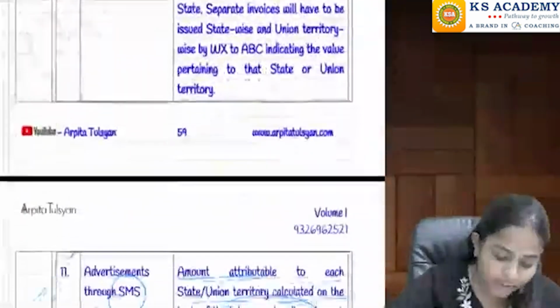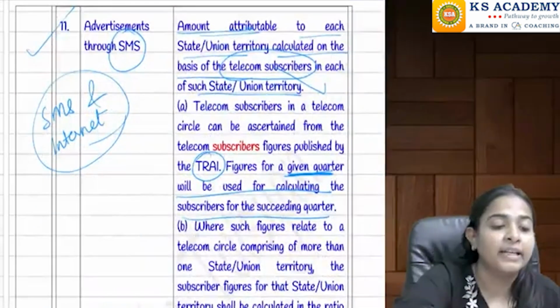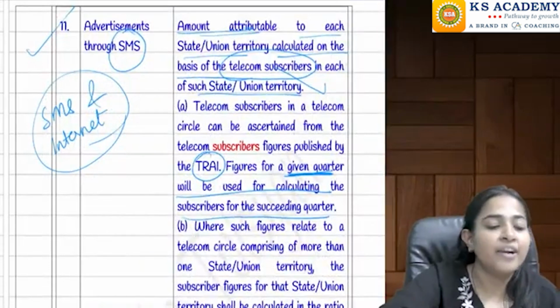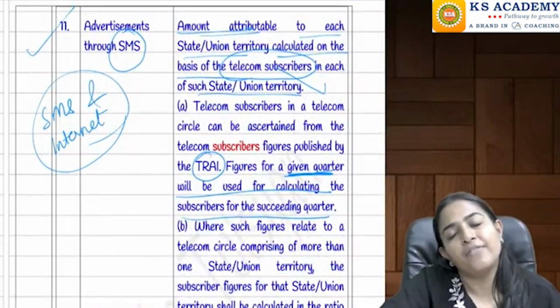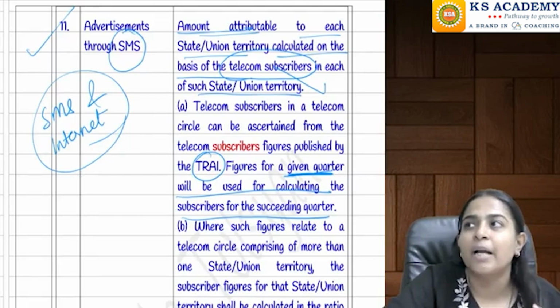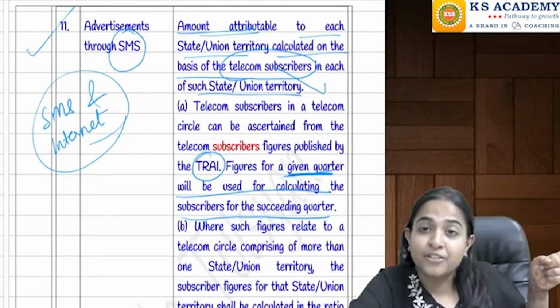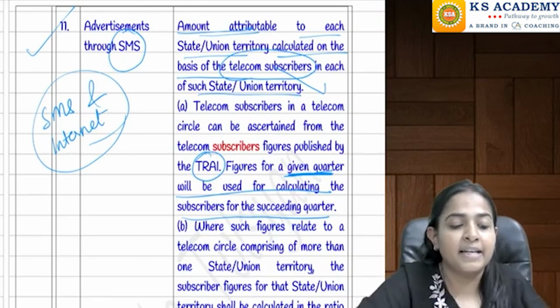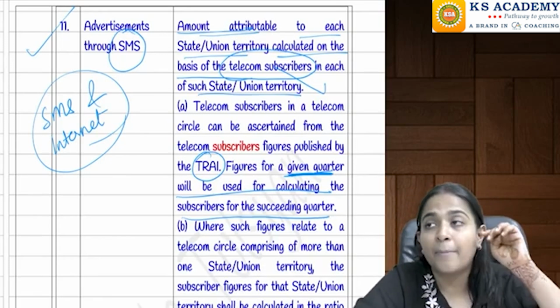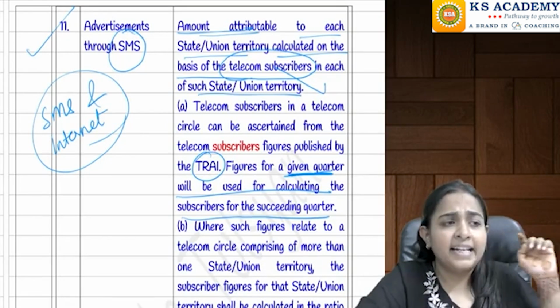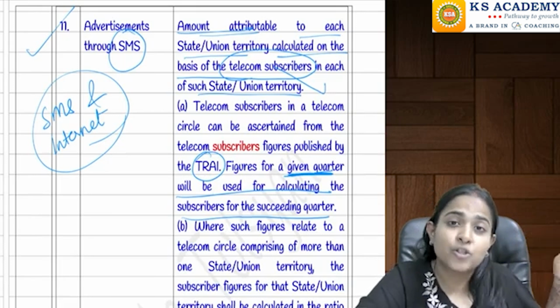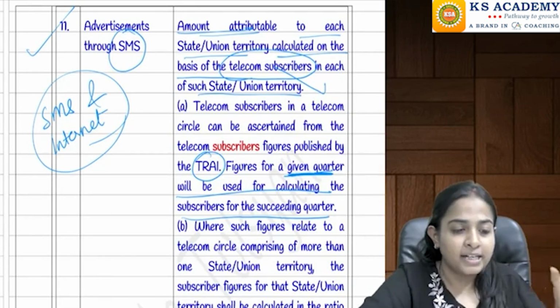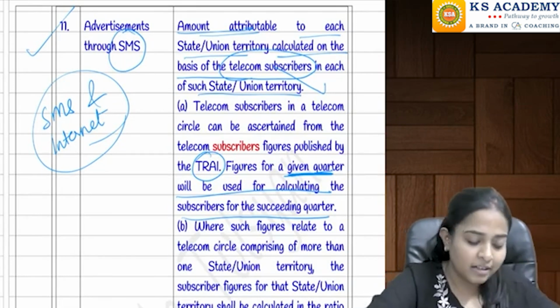And the last one. Okay, just remember one more thing. When we were doing cable, or when we were doing TV, we took the number of viewers for the last week of the last quarter. When we are doing it for internet, we are taking the number of internet subscribers of the last quarter. Okay, total number of internet subscribers in the last quarter.